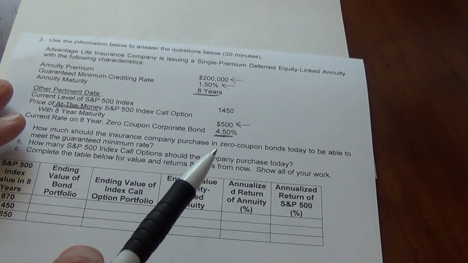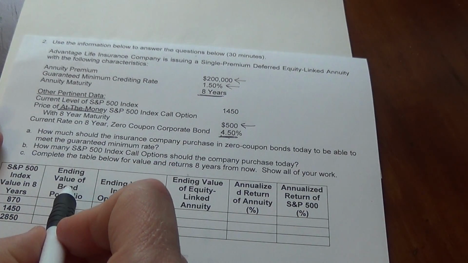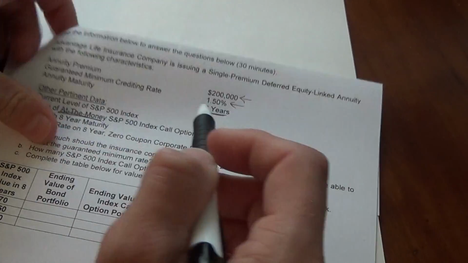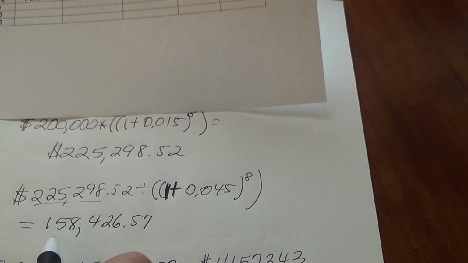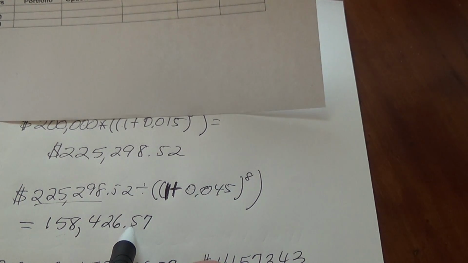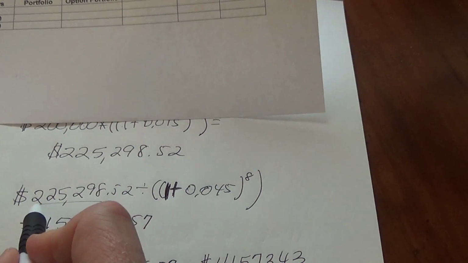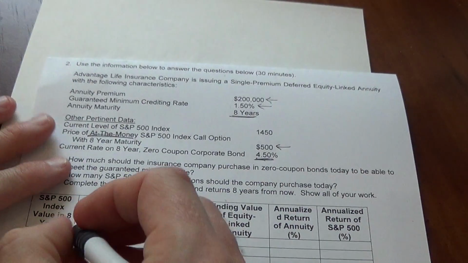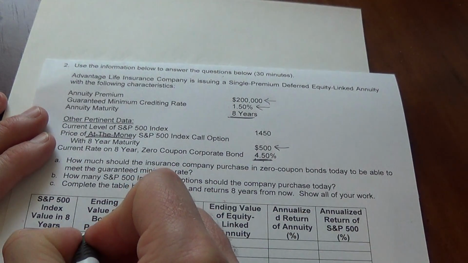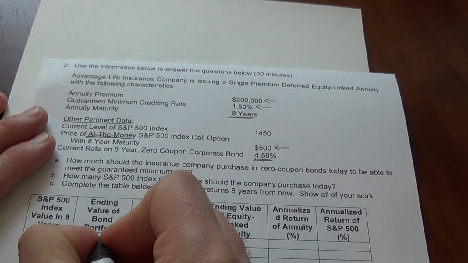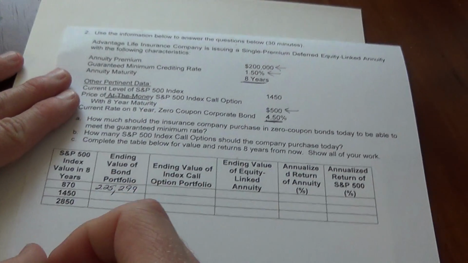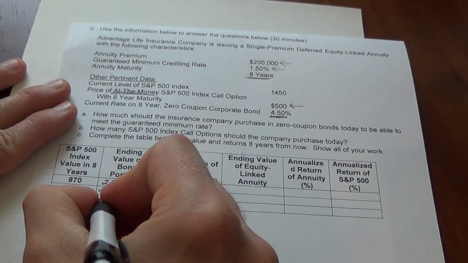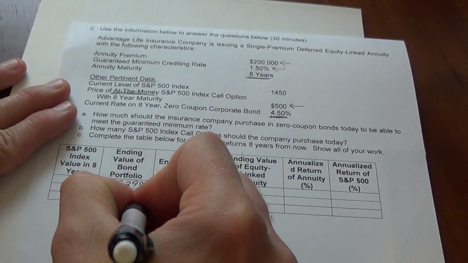Well, some of this is very, very straightforward. Like the very first one is, how much is this bond portfolio going to be worth in 8 years? Well, remember, we invested $158,426.57 at 4.5%, and we already know that's going to be worth $225,299. When I go into the table, I'm going to get rid of the pennies at this point. So $225,299, and that's true in all three cases. $225,299. That's that portfolio that matures to make sure we have the guaranteed minimum.